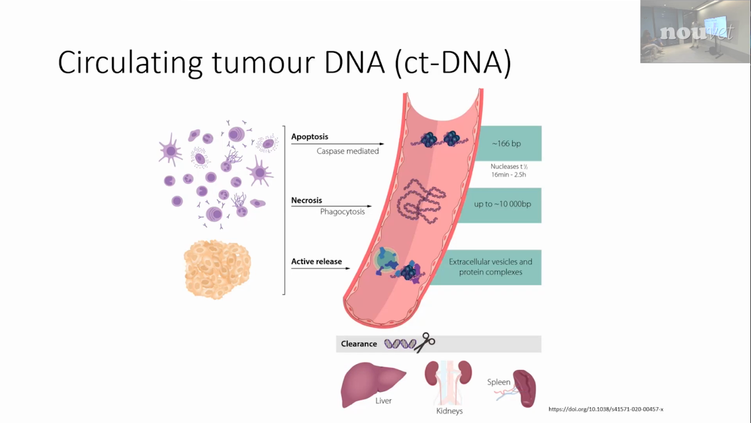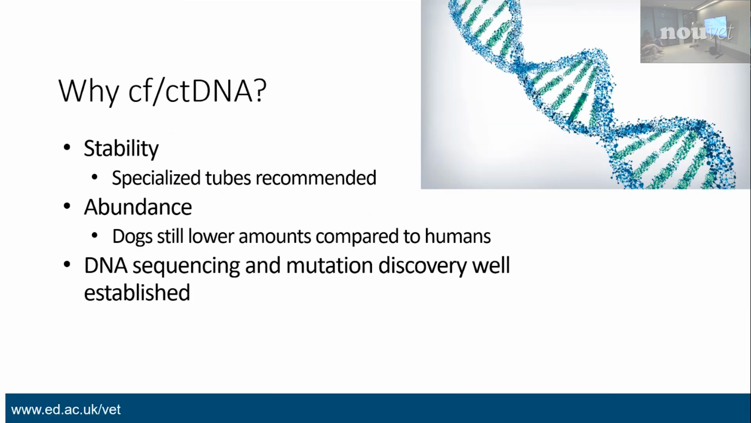They come from apoptotic or necrotic cells or via active release. The key reason many people selected DNA to work with rather than other things is probably stability. DNA overall is a stable molecule compared to RNA, for example, although we and others recommend special stabilization tubes. So I have a tube to show you here.